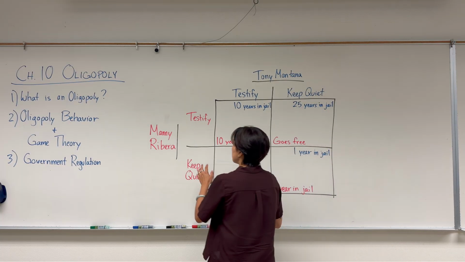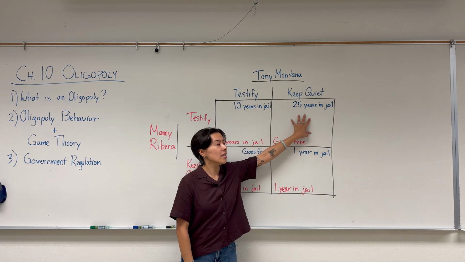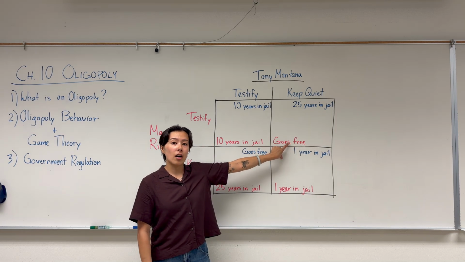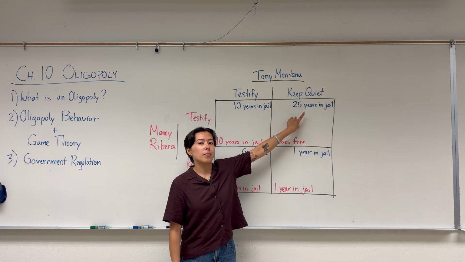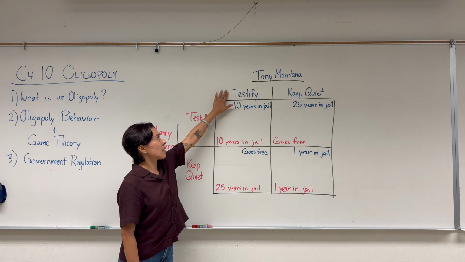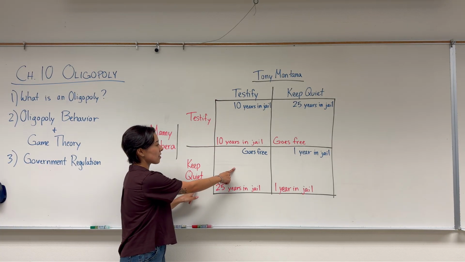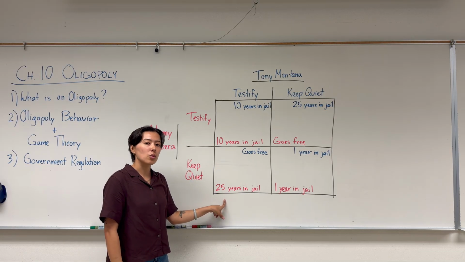If Manny chooses to testify, but Tony decides to keep quiet, then Manny will go free on a plea deal, but Tony will spend 25 years in jail. The reverse is true in the opposite scenario. If Tony decides to testify, but Manny decides to keep quiet, Tony goes free, and Manny spends 25 years in jail.